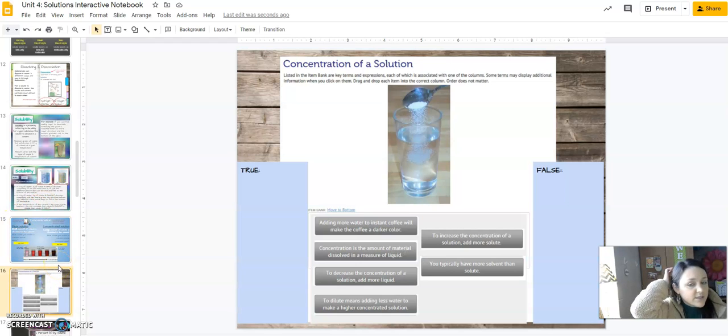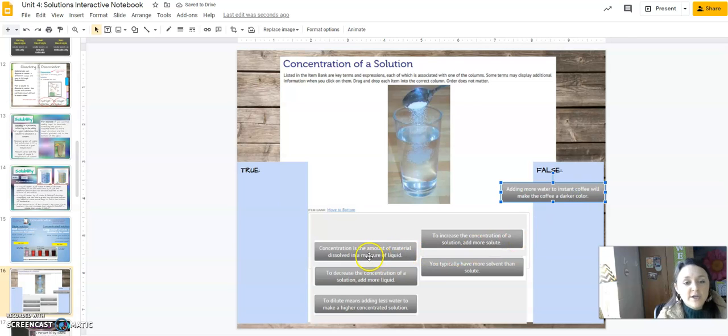All right, let's do this part right here. We're going to list the items in the bank and tell where they go. If we add more water to instant coffee, it will make the coffee darker. If we add more water, that's going to dilute it. So that's going to be false.